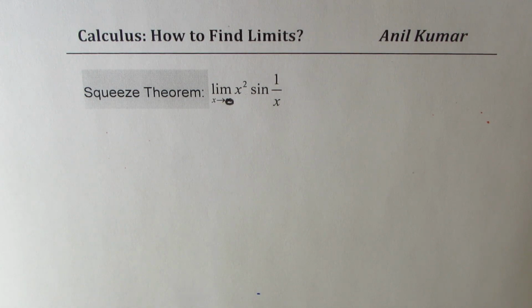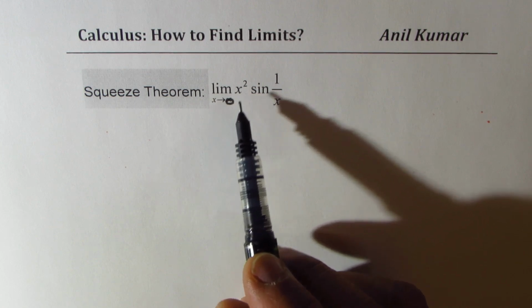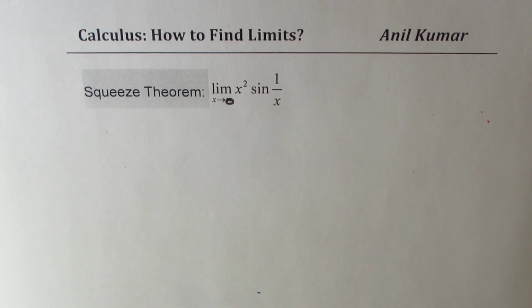Now here is the last example. I hope you enjoyed this journey of quick review on limits. We took a variety of questions. Squeeze theorem. Now let's find the limit using squeeze theorem. Limit x approaches 0 for x squared sine 1 over x.